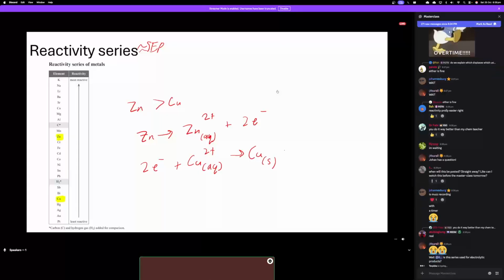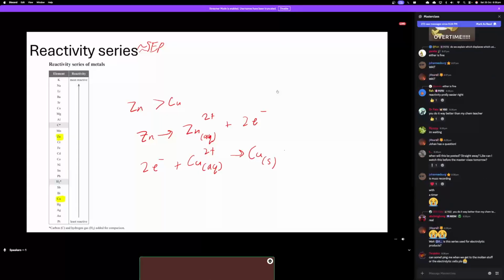When will this be posted? I don't know. Is this used for electrolytic products? If you mean electrolytic cells, we will get to that.